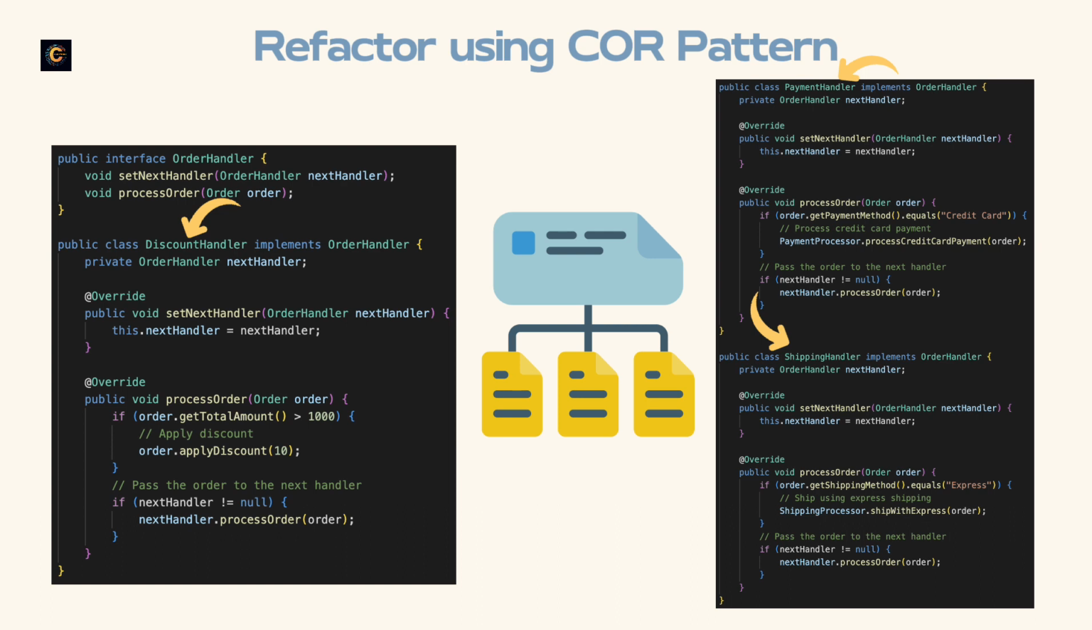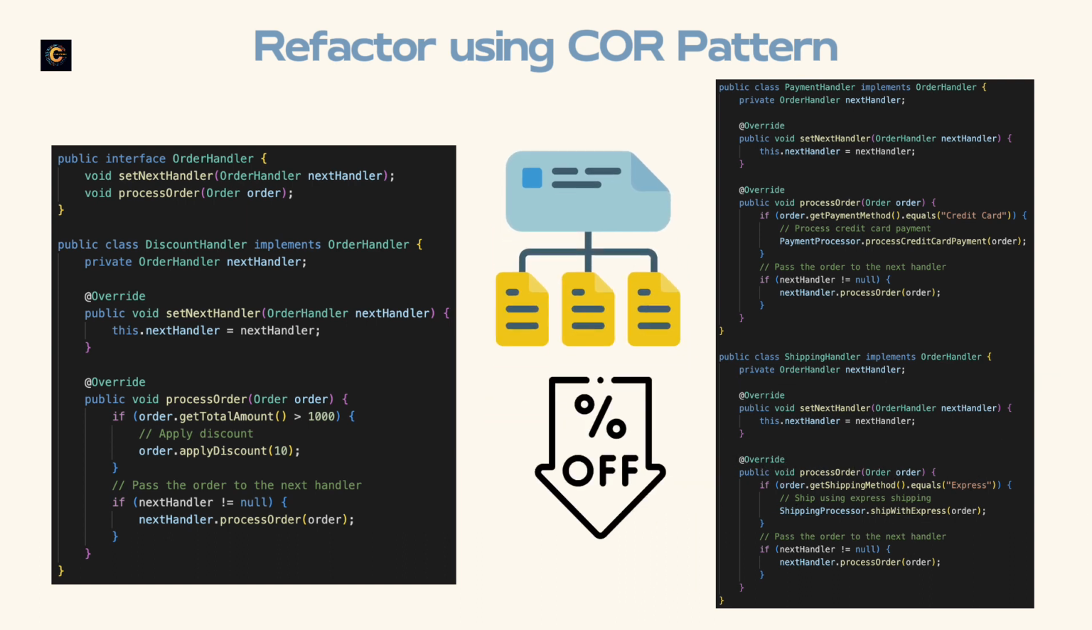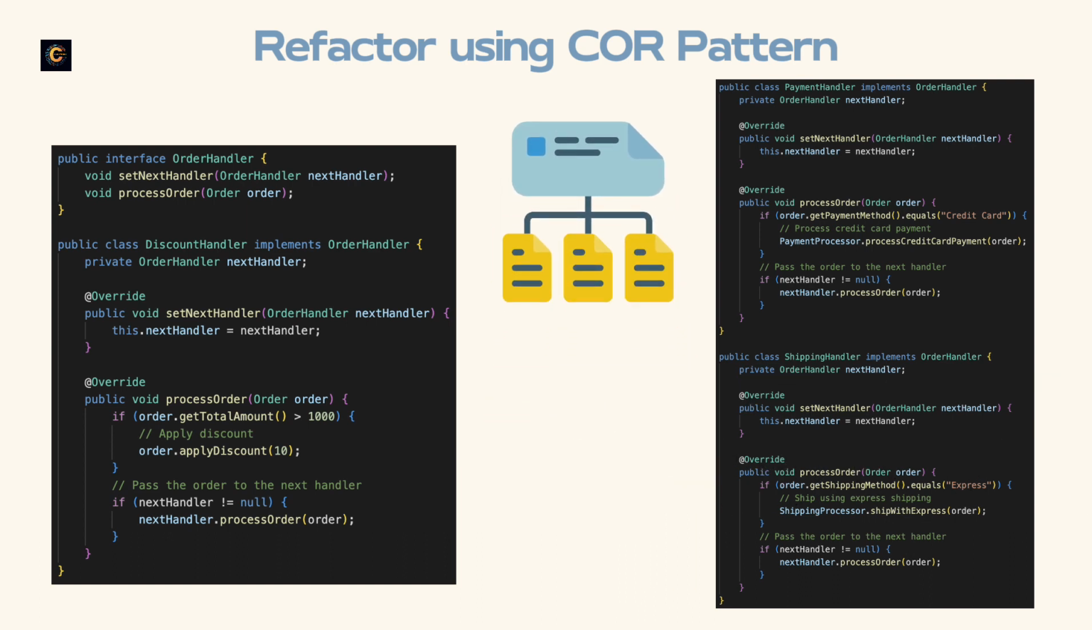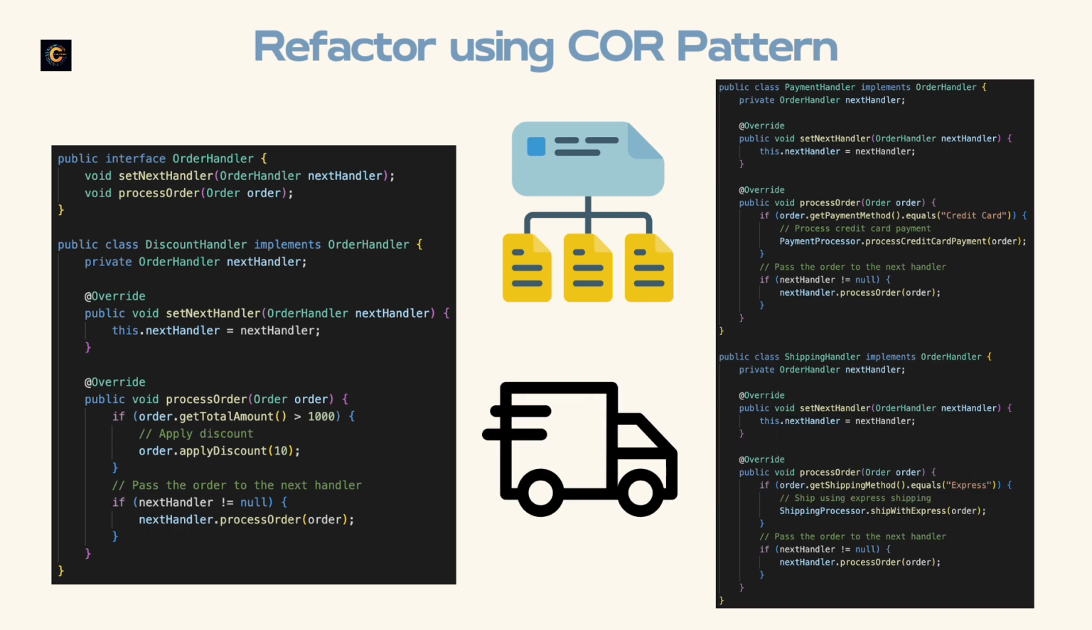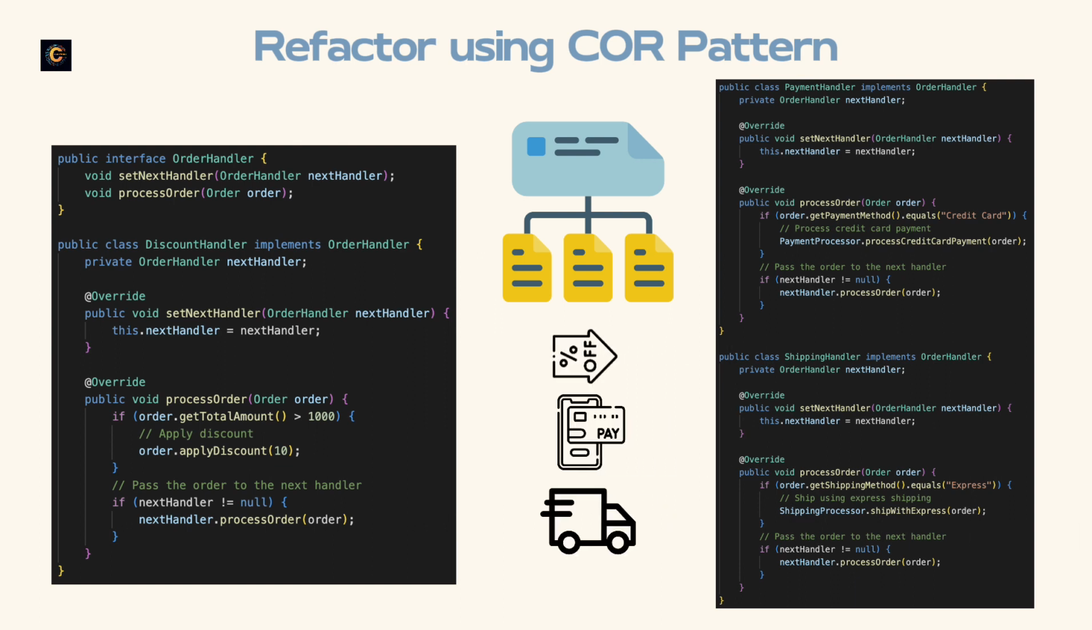For example, the discount handler is responsible for applying discounts if the order's total amount is over a certain limit. The payment handler deals with the processing of the payments, and the shipping handler takes care of the shipping method. Each handler focuses on its job without worrying about the other parts of the process.